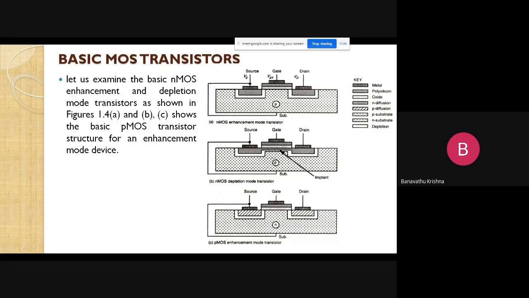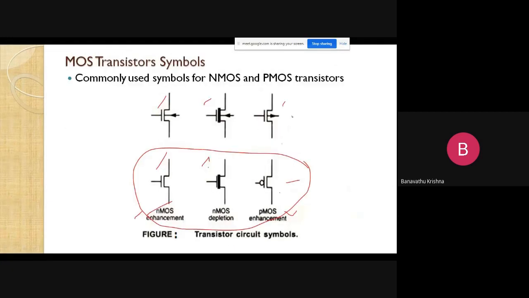Now let us observe the basic MOS transistor structures here. Let us observe the three diagrams here. As I told you in previous classes, this is the NMOS enhancement mode transistor. This is the NMOS depletion mode transistor, and this is the PMOS enhancement mode transistor. Where the thick bar is available, the device is nothing but a depletion mode device.